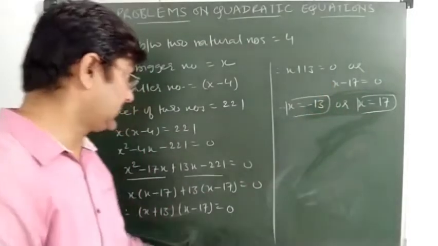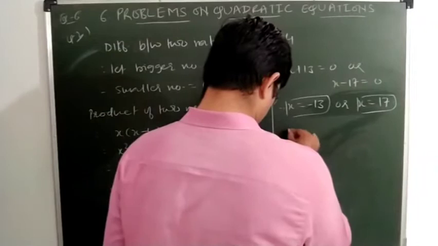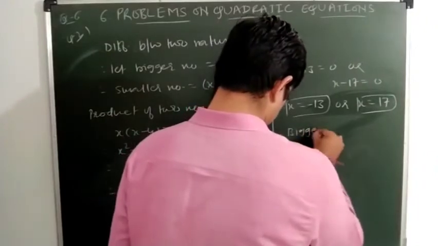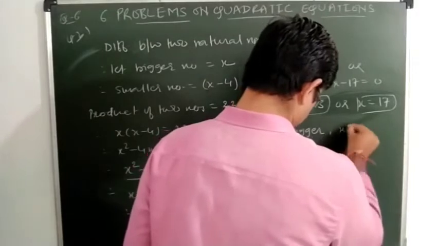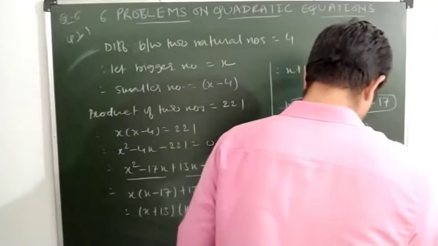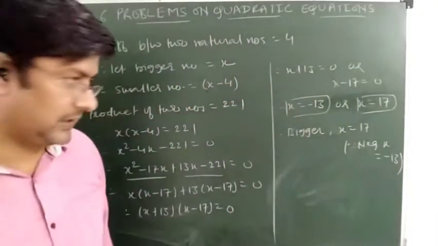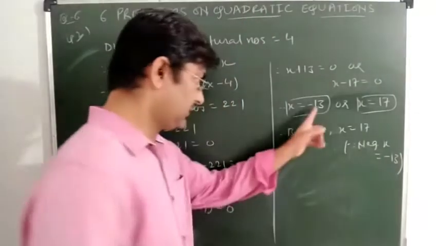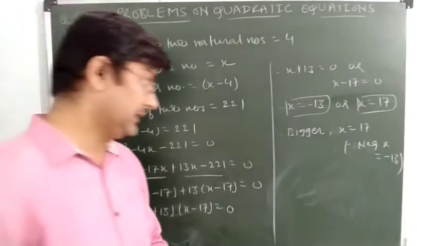So our answer, that is the bigger number, is x. Therefore the bigger number x is equal to 17, neglecting x equals minus 13. This value we are neglecting. Clear? Because we have to find a natural number and minus 13 is an integer.